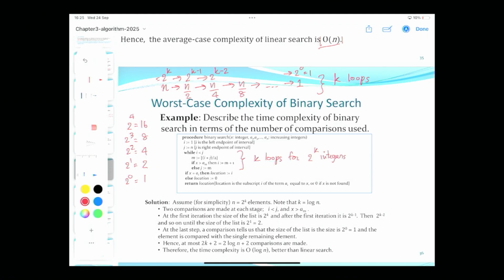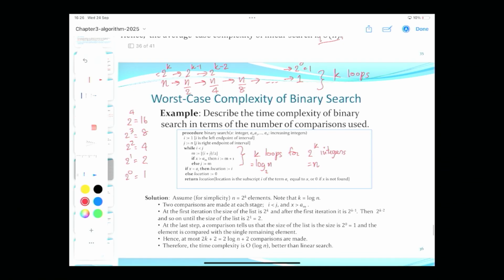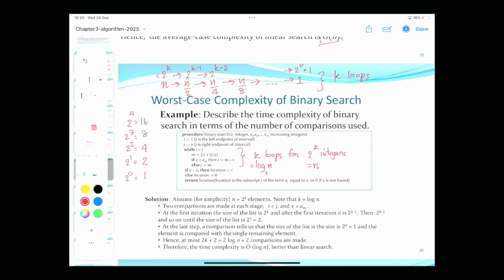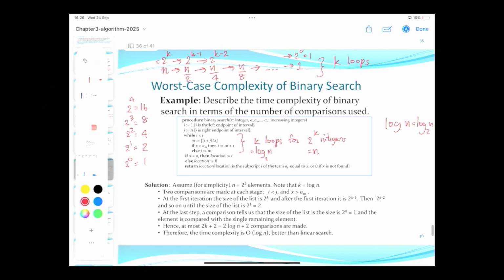Let's solve this. So this is n, right? So k is log n. This is log base 2. In this course, the default is log base 2. Log n is the log base 2 there.